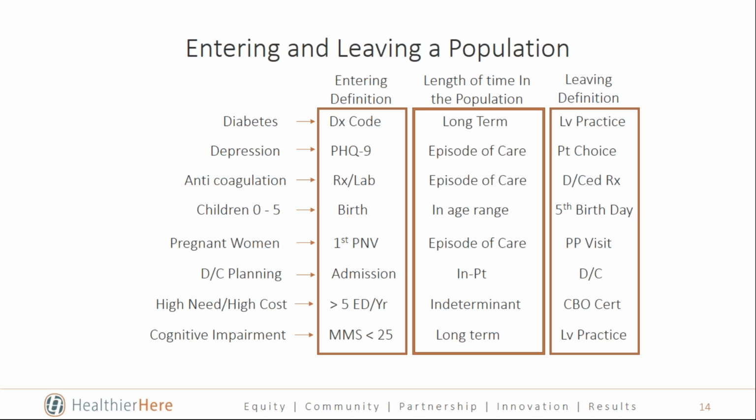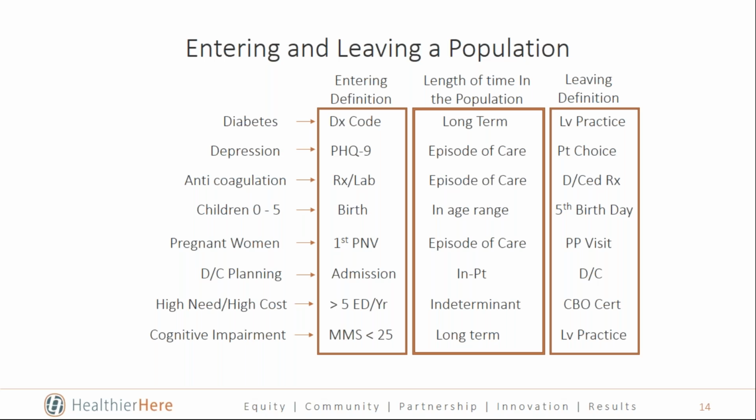The point is, each of those has a different length of time in the population. It may be very long term, it may be limited to the episode of care, or it may be very quick, as we talked about with discharge planning, and then leaving the population. In a case like cognitive impairment or diabetes, the only way you get out of the population is you either leave the practice or the patient is deceased. But in others, there may be some sort of patient choice involved.